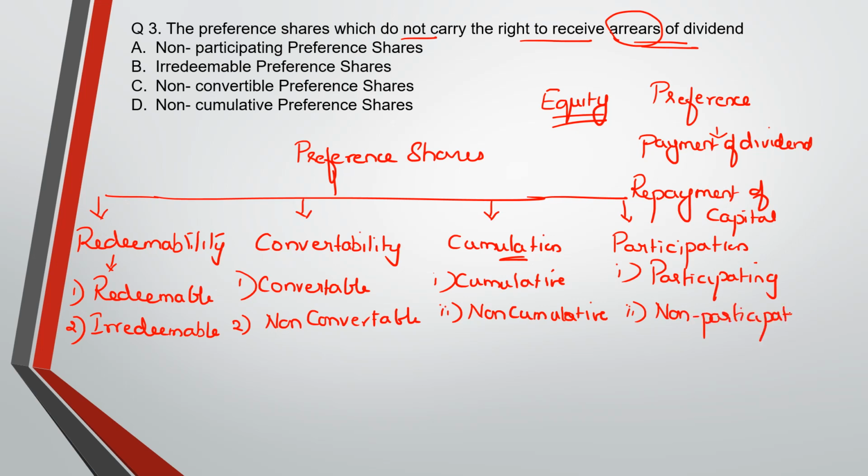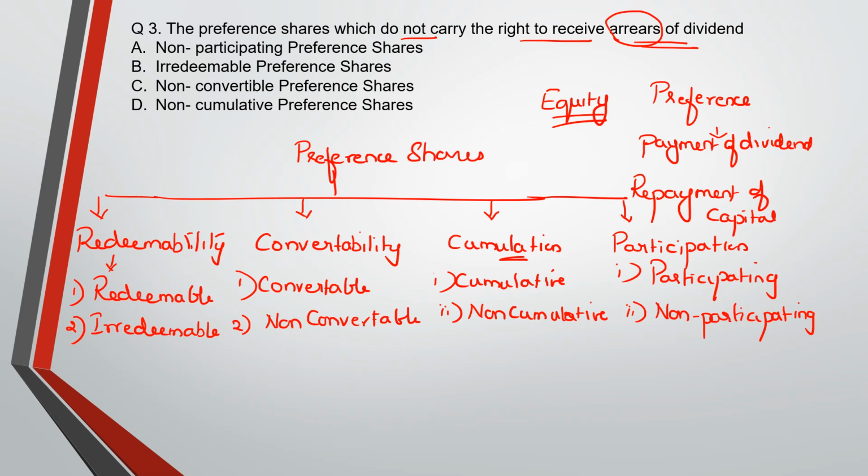Now, what are they going to participate? Now you know that out of the net profit of the company, first the preference shareholders would be paid dividend and then the equity shareholders would be paid dividend. Even after that, whatever would be left, that is called surplus.